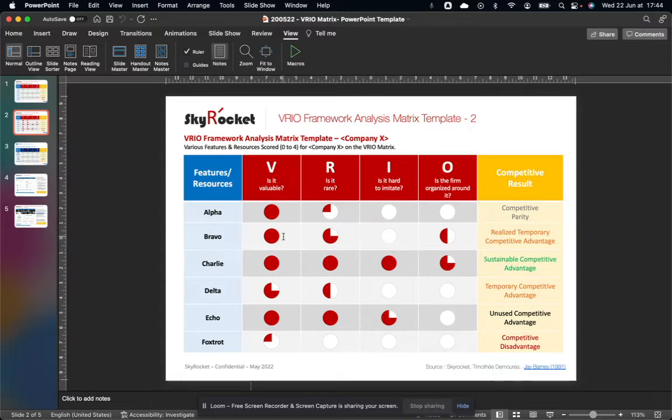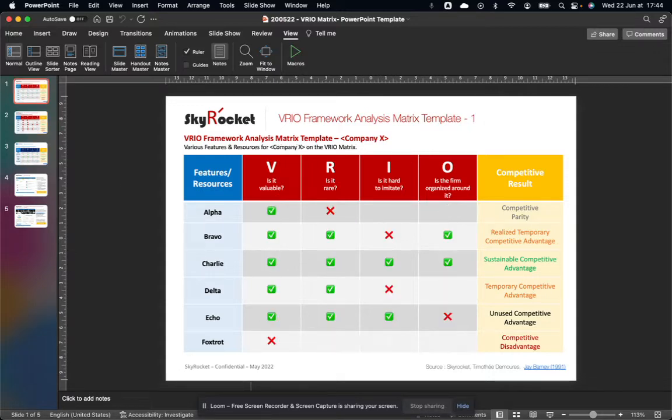So the VRIO framework, a bit of history to start, was developed by a guy named Jay Barney, who's professor at the University of Utah in strategic management, in a paper called Firm Resources and Sustained Competitive Advantage in 1991. He originally called it VRIN and renamed it VRIO in his subsequent 1995 work called Looking Inside for Competitive Advantage.